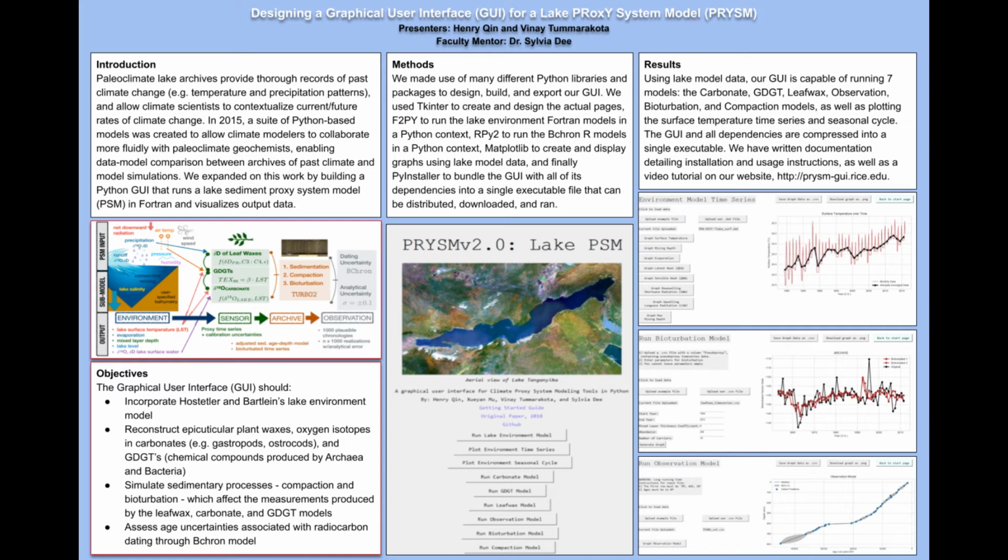The fourth and final function of the GUI is to incorporate models which assess age uncertainties in sedimentary observations. The GUI fulfills this function through the use of the B-cron model, which simulates plausible age models for climate records.